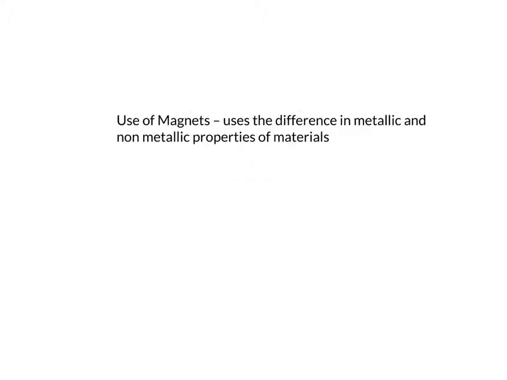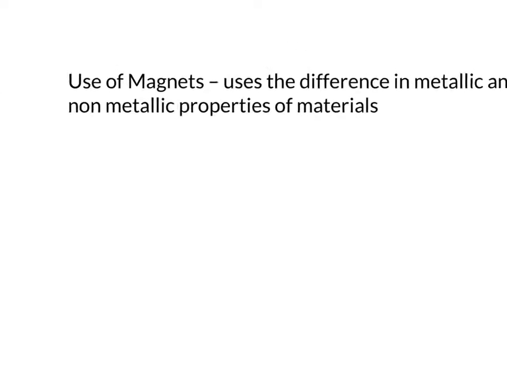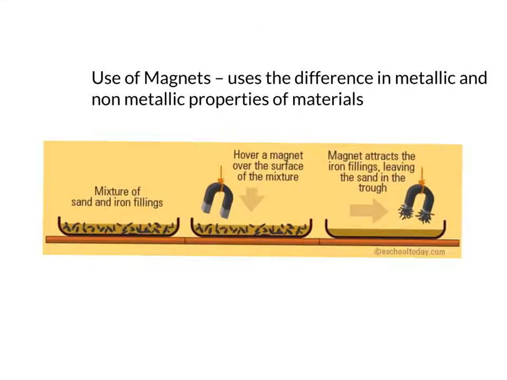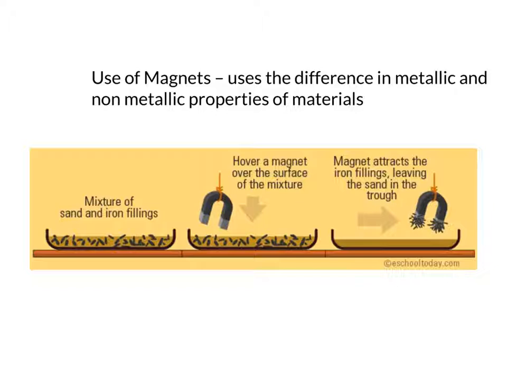The fifth method is through the use of magnets. Yes, you could use magnets. How to use magnets? Magnets use the difference in metallic and non-metallic properties of the materials. So let's have another example, a mixture of sand and iron filings. The iron filings will be attracted to the magnet, leaving behind, of course, the sand.